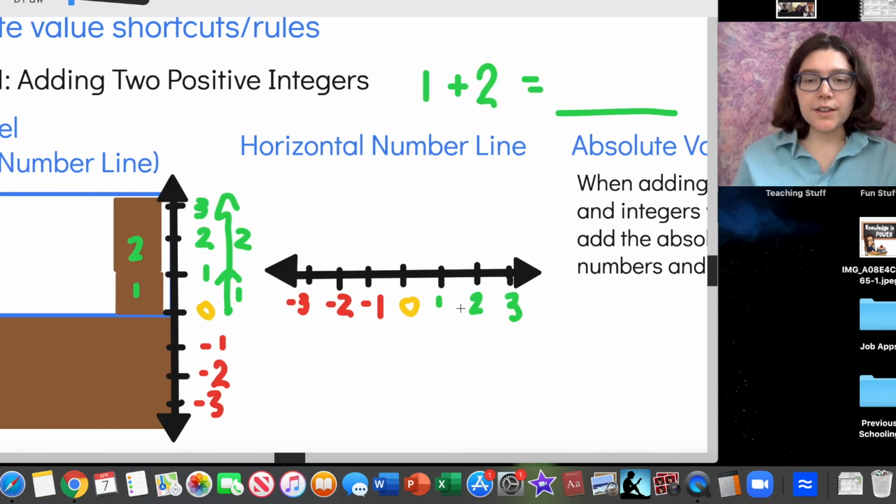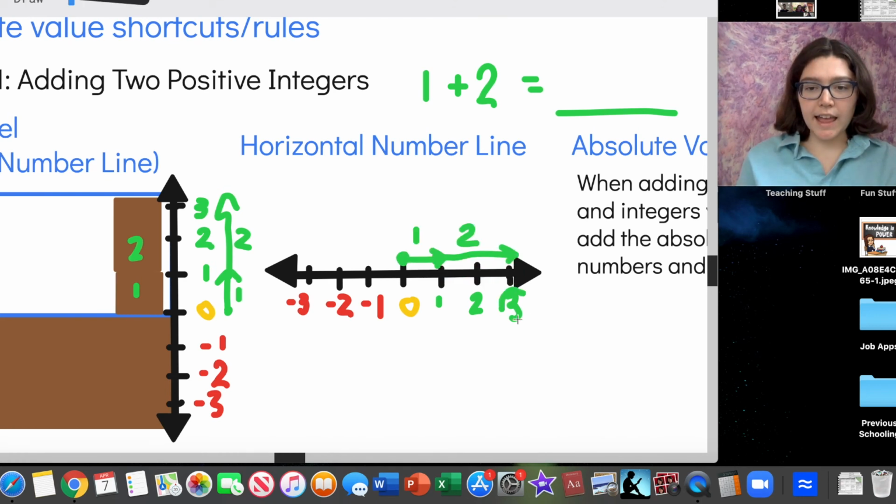And now we're going to look at the horizontal number line. Okay, so we want to represent 1. So 1 is going to be an arrow that starts at 0 and goes to 1. And then I need to add 2. So that would look like an arrow that starts at 0 and goes to positive 2. And then if I'm going to add those together, I'm going to connect the heads and the tails. And I'm going to end up right here at 3. I end up at 3, which is why my answer to 1 plus 2 is 3.